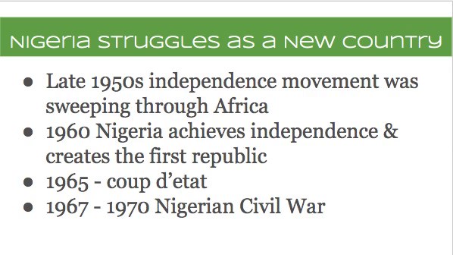So thinking about this, in the late 1950s, independence movements swept through Africa, where country after country was saying, you know what? We would like to chart our own destiny. We do not want to be controlled by Europe. And eventually, in 1960, Nigeria receives independence, and they actually create their first republic. This period is short-lived. In 1965, they have their first coup d'etat, and unfortunately, I'm using the word first for a reason.